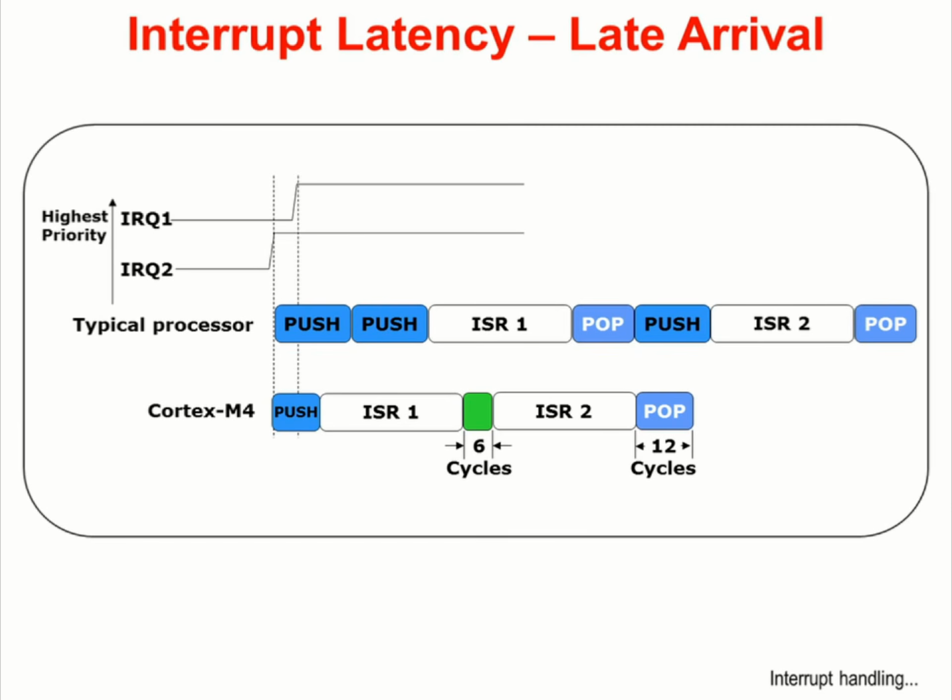In the Cortex-M4, the NVIC will detect that a higher priority interrupt has occurred. It will simply transfer execution to ISR1 instead of ISR2, and then run ISR1. At the end of the interrupt service routine, it will then tail chain into ISR2. Again, a significant savings in terms of interrupt latency.